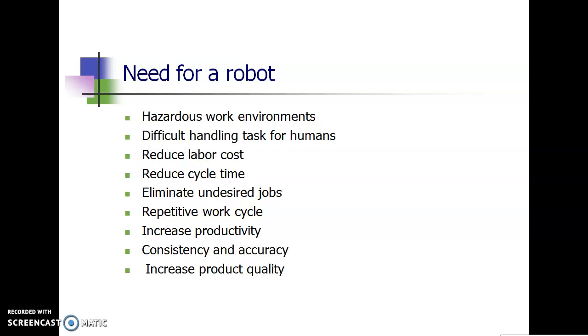So in this video, we have discussed the spatial resolution, control resolution, accuracy, repeatability, and speed of motion. Thank you.